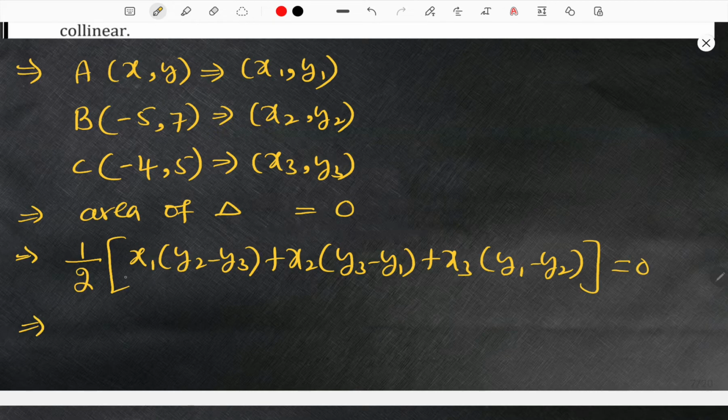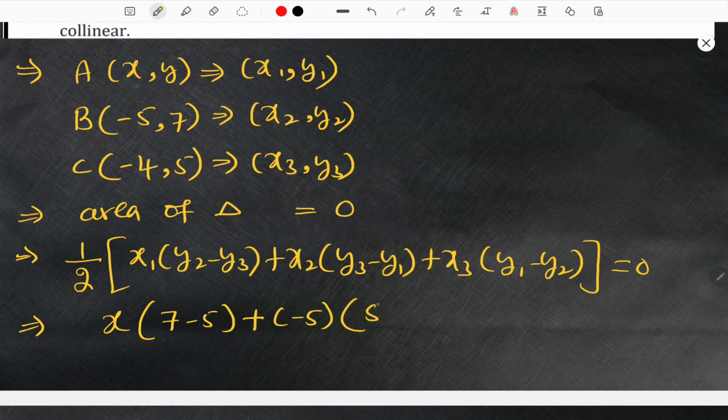Alright, so let us substitute this. 1/2 I am sending that side, it becomes 0 anyway. So x1 value is x. Look at this, x1 value has to be taken as x. Alright, bracket y2 minus y3 means 7 minus 5, so it has to be written as 7 minus 5, plus x2. What is the value of x2? x2 is minus 5, bracket y3 minus y1. y3 is 5 and y1 is y. So it becomes 5 minus y.